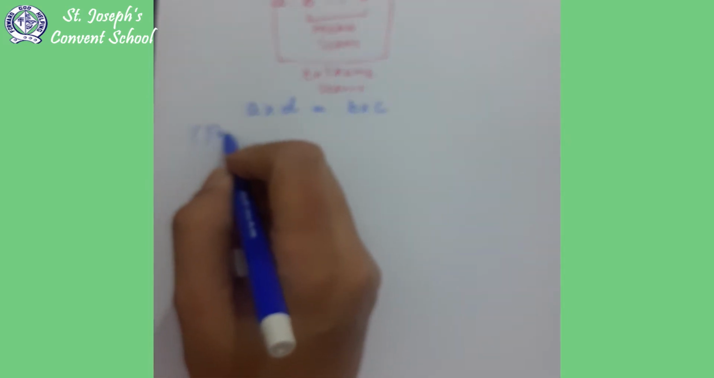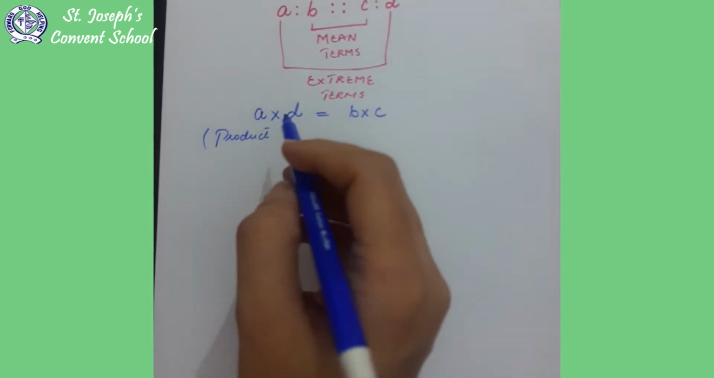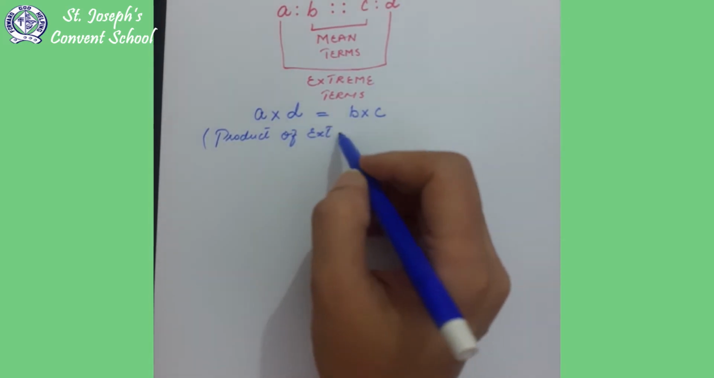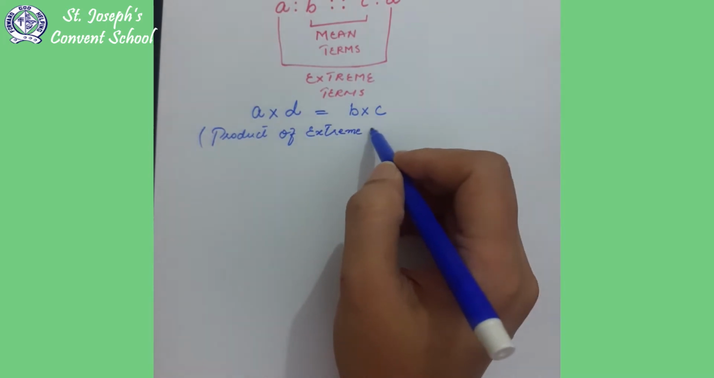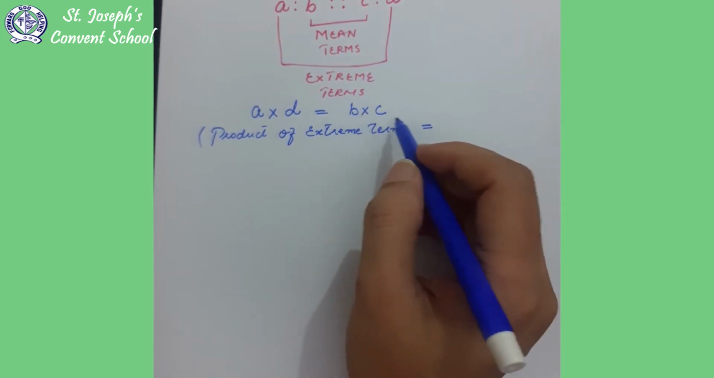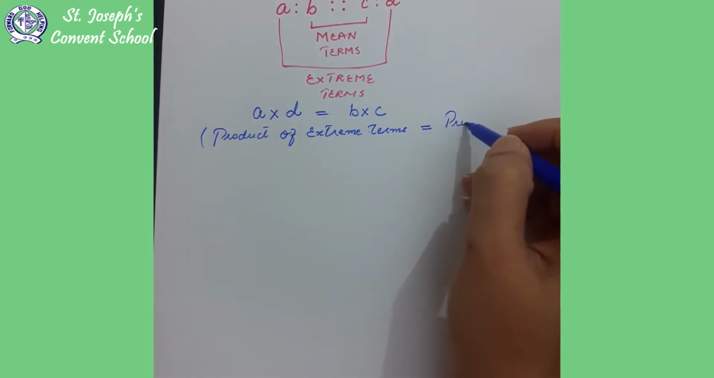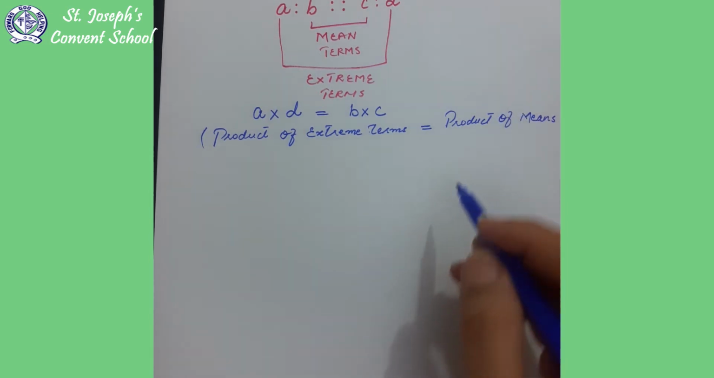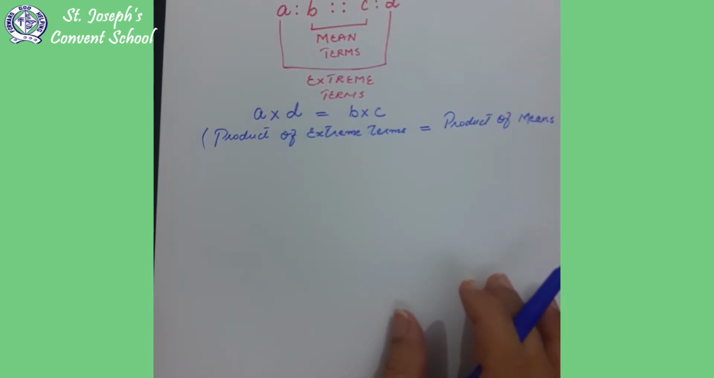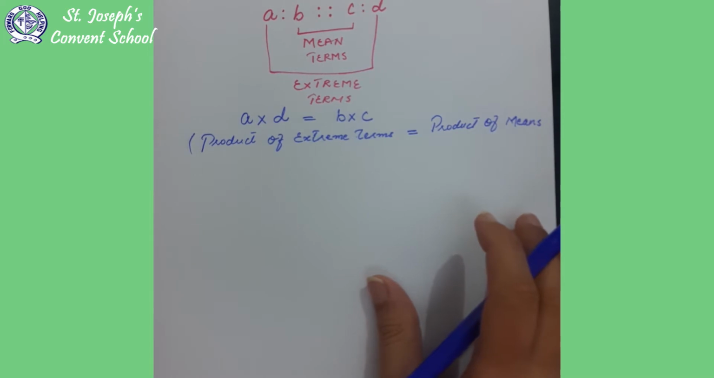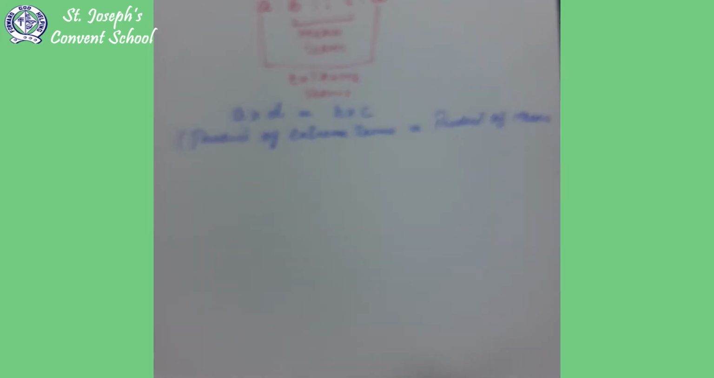Product of extreme terms, then the equals sign. This is the product of means. So this is known as proportion: product of extreme terms equals product of means. It is known as proportion.